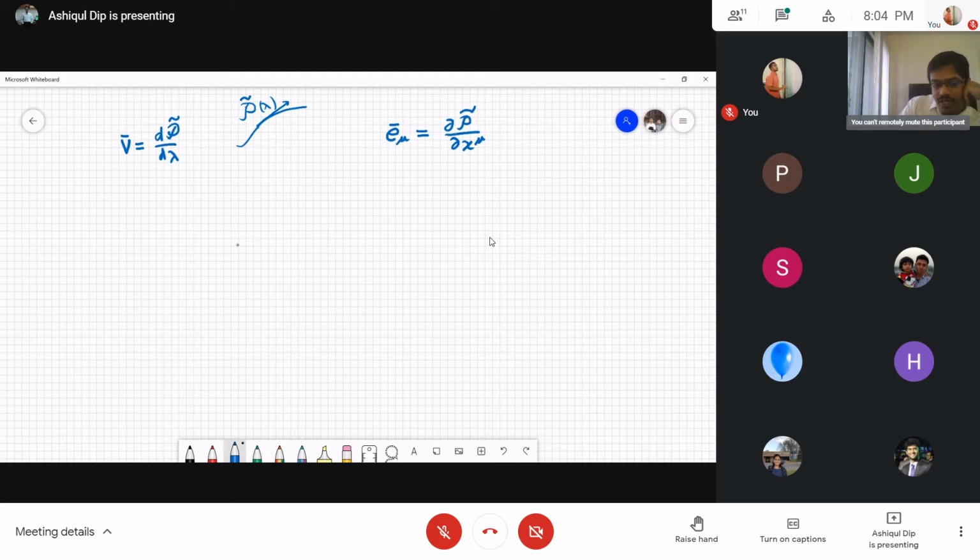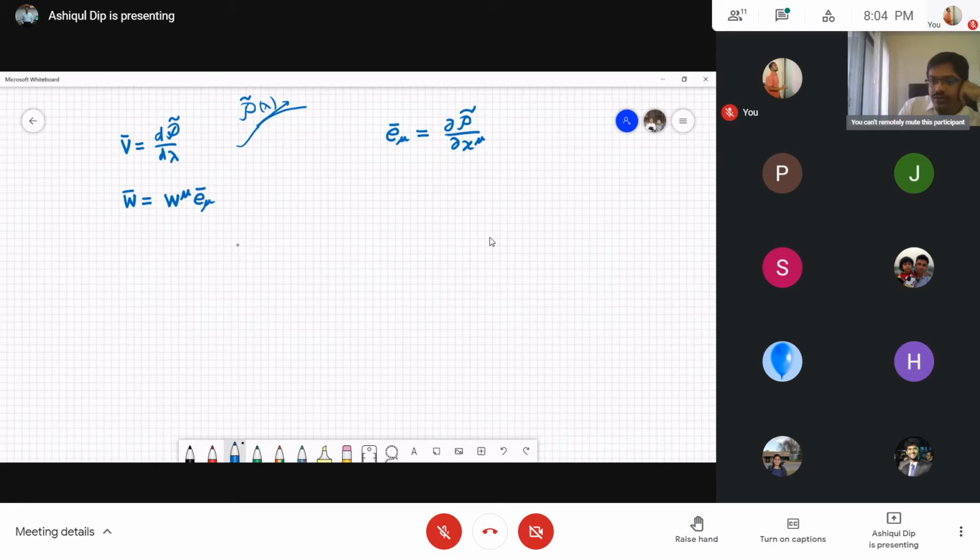Any vector object, some w, can be written in terms of components and the basis. So in terms of basis, we can write it like that. Then we defined something else. We defined the one form objects, right?